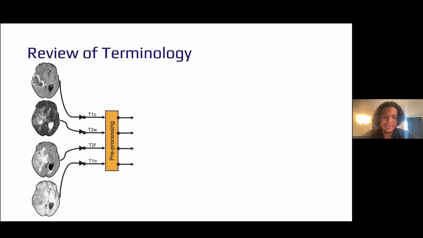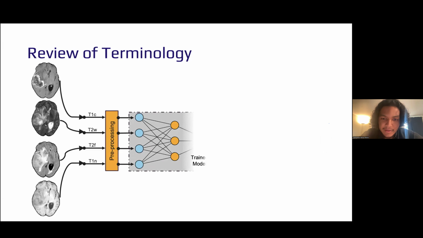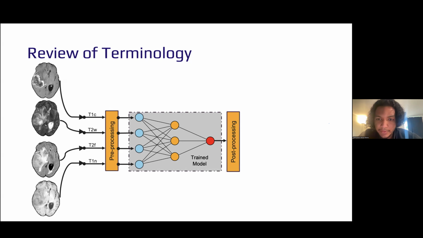You pre-process the images to make them be in the right format that your algorithm will accept. So you do this pre-processing step, which is then followed by the trained model, which has been evaluated and improved upon by optimizing a loss. Finally, you post-process your model outputs. And then these model outputs are what you submit to the BraTS challenge.